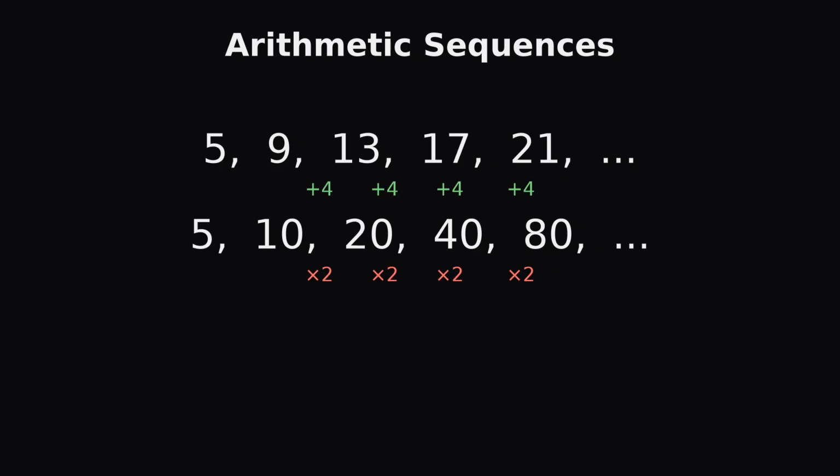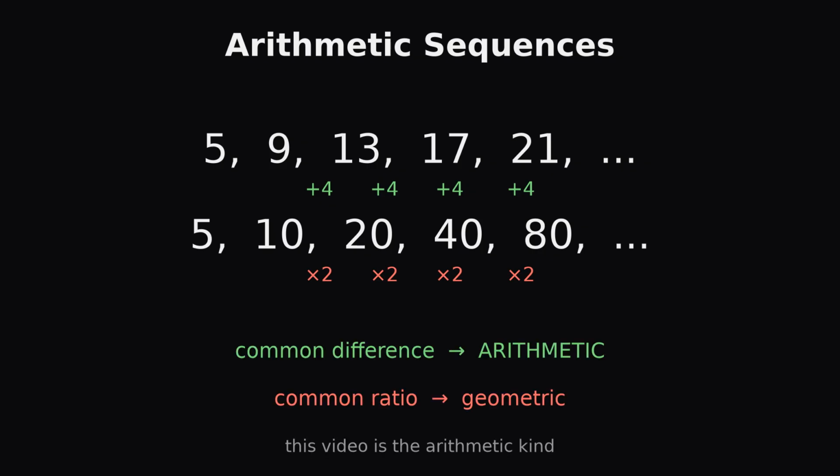On the top row, we're adding 4 each time. On the bottom row, we're multiplying by 2 each time. And that's the whole distinction. Arithmetic sequences have a common difference. Geometric sequences have a common ratio. This video is about the arithmetic kind.